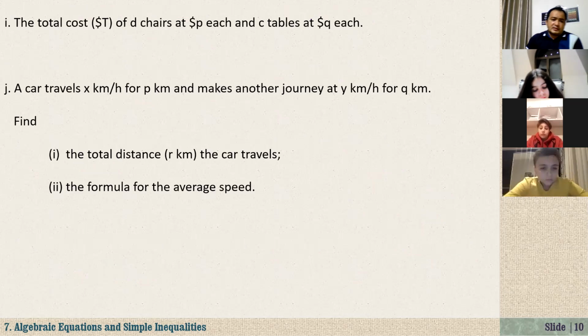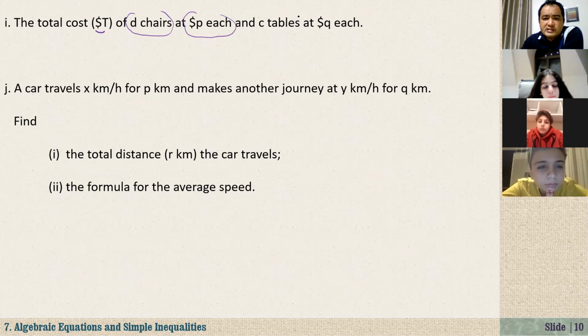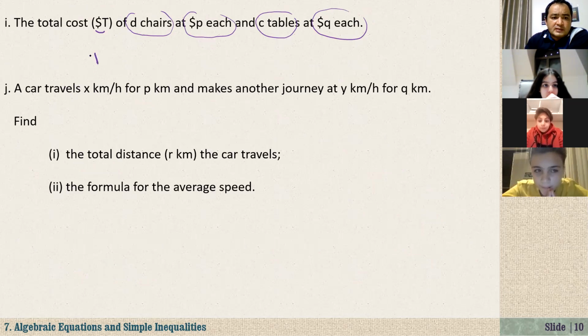All right, next. The total cost, T dollars, of D chairs, you're buying D chairs at P dollars each, and C tables at Q dollars each. Okay, this is algebra. Here we are practicing how to use variables, right? So how much will you pay at the time? The total is T, right? How many chairs are you buying? D, each one is P dollars.